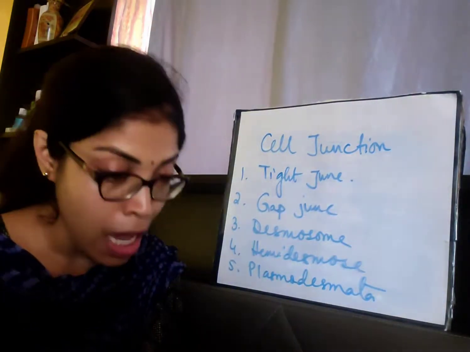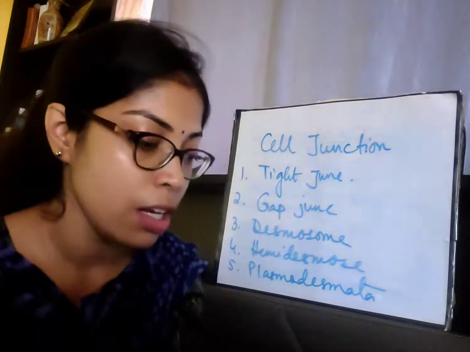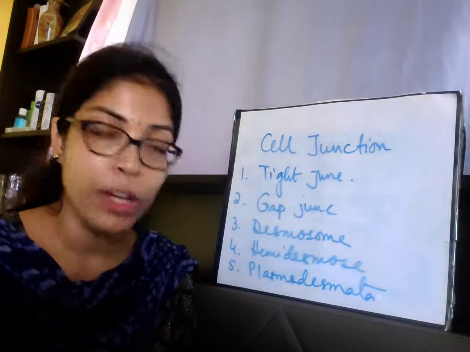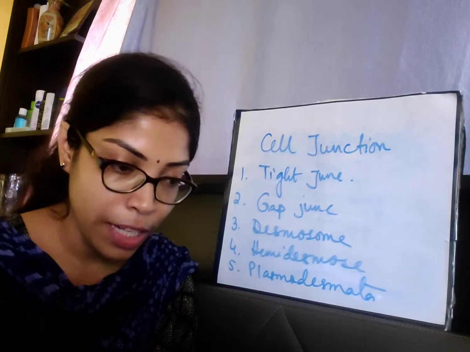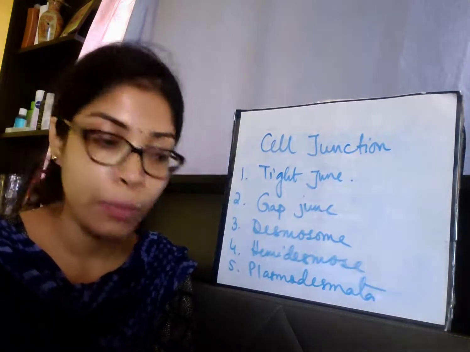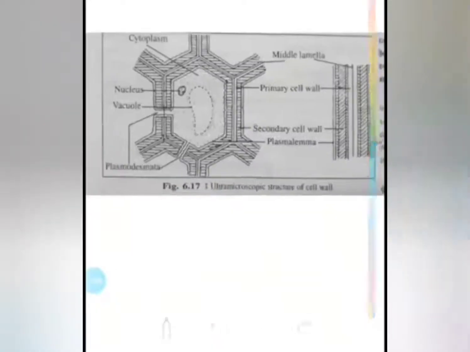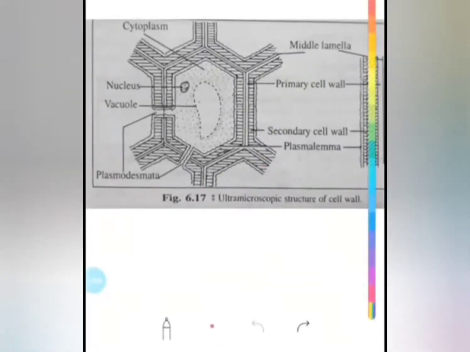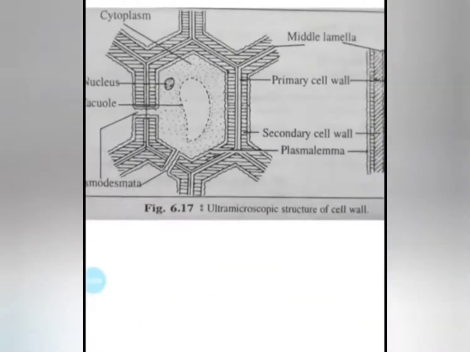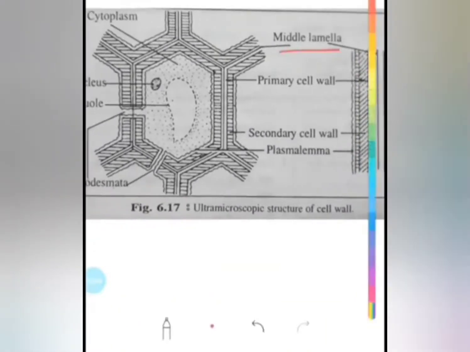Now the structure of cell wall I will discuss with you by showing a picture, and there you will get to know what are the different components or parts of the cell wall. This is the structure of the cell wall, which is quite complex in nature, and there are 3 layers in cell wall. As you can see, the first layer is the middle lamella, next is the primary cell wall, and thirdly the secondary cell wall. So first we will discuss about middle lamella.